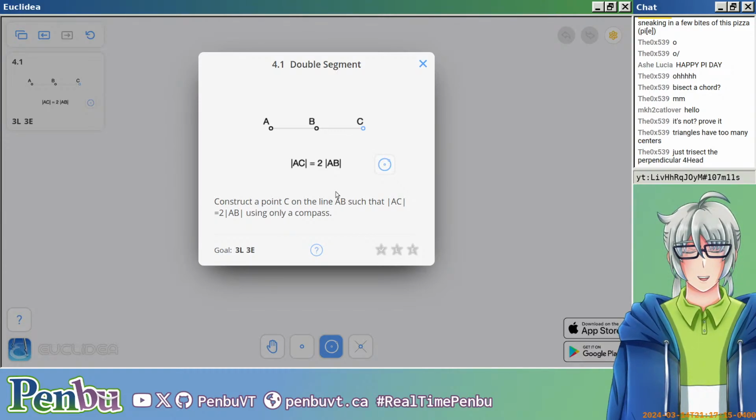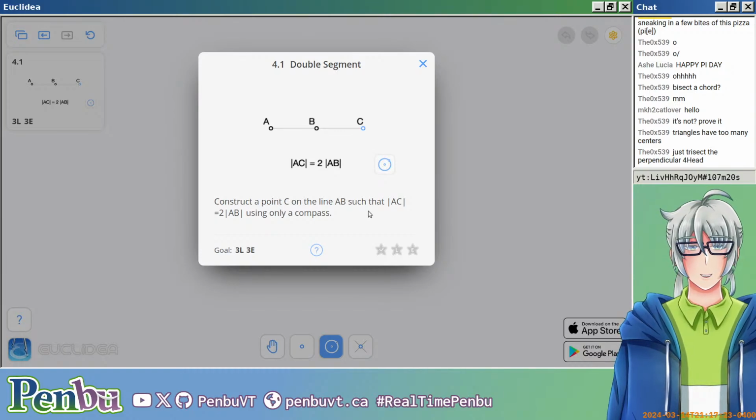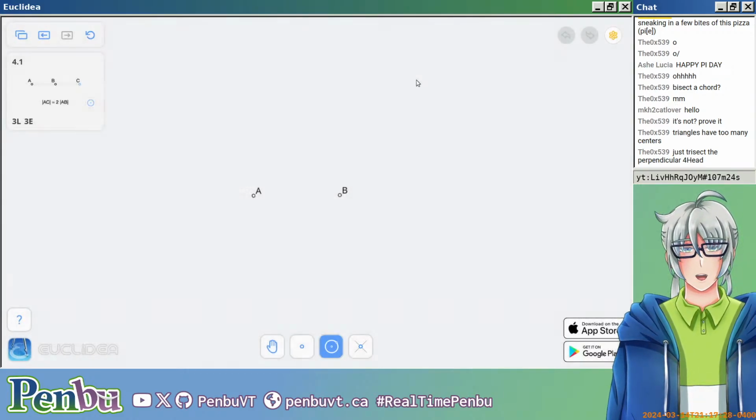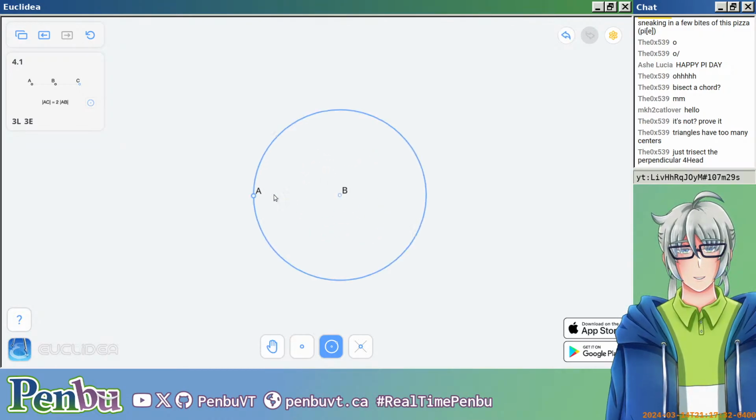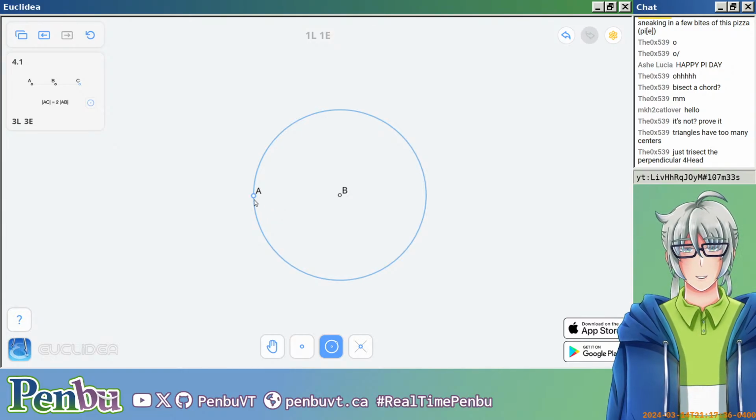Double segment. Length of AC is twice the length of AB. Construct a point C on line AB such that the length of AC is equal to twice the length of AB using only a compass. Okay. We have no straight edges, because otherwise this would be easy.